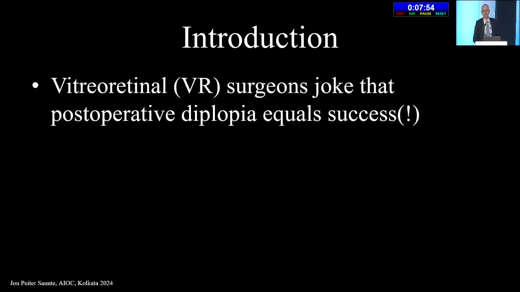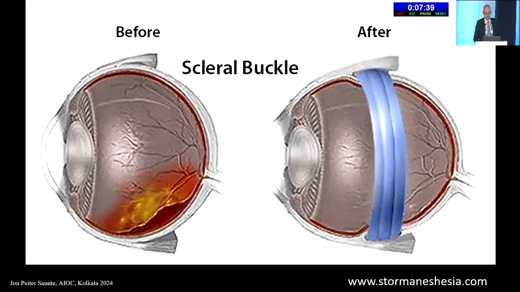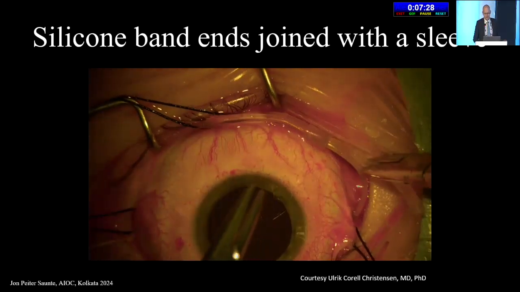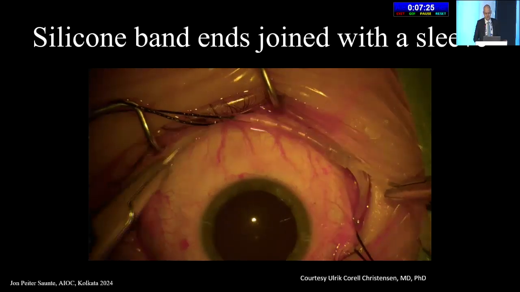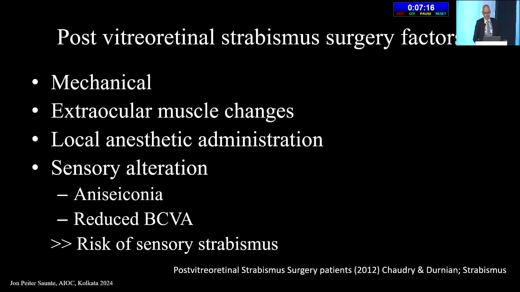I would like to talk about strabismus surgery after vitreoretinal surgery, and our colleagues joke that if the patients have double vision after vitreoretinal surgery, that's a success. But what do we do when they arrive in our strabismus clinic? So we need to understand that what the VR surgeons have done is to change the eye's anatomy, and they put these bands around the eye behind the recti muscles, and we need to be prepared to take care of this when we go in and do surgery. And sometimes the band is so tight the eye is completely changed after the surgery.